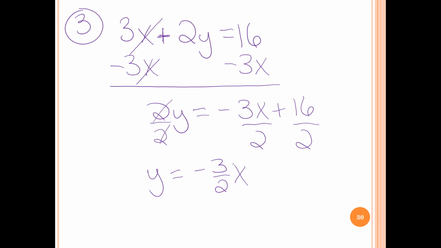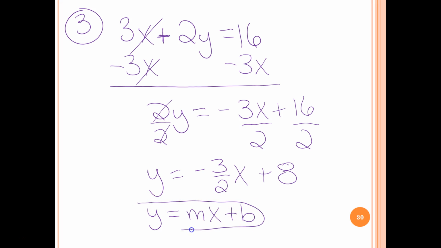Negative 3 over 2 times x is the same thing as negative 3 over 2 times x, plus 16 over 2 is equal to plus 8. Now, when you look at this problem, notice that this has a similar form to slope-intercept form, y equals mx plus b. It's a pretty standard type of linear equation where our y-intercept is what we're adding, and our slope, our rate of change of this function, is given to us as the coefficient in front of the x.